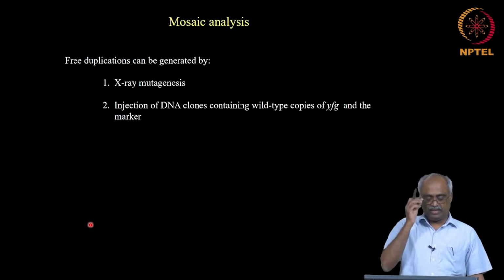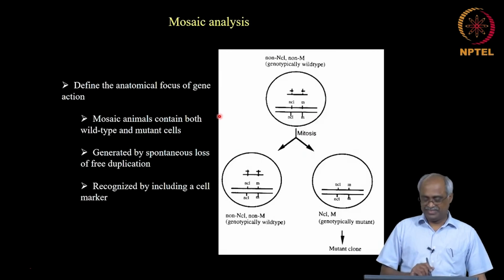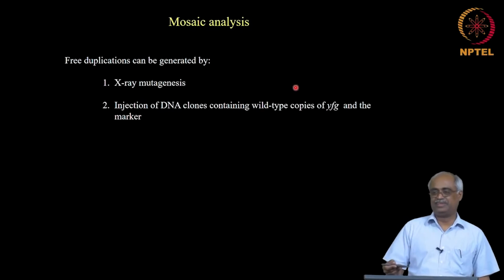So, these are generated by X-ray mutagenesis, or you can inject DNA and that can be there in the nucleus as an extra chromosomal copy. YFG stands for your favorite gene, and the marker. This could have come from an organism like C. elegans where duplications are available for different regions. It may be an already available duplication, otherwise it may be an injected DNA which has the two markers. YFG, YFP are commonly used terms to say your favorite gene, your favorite protein.